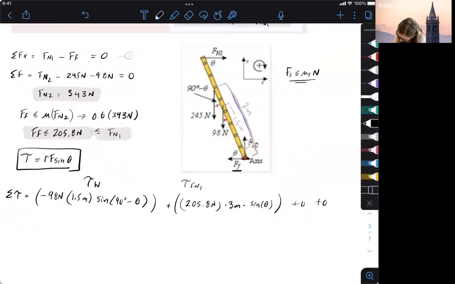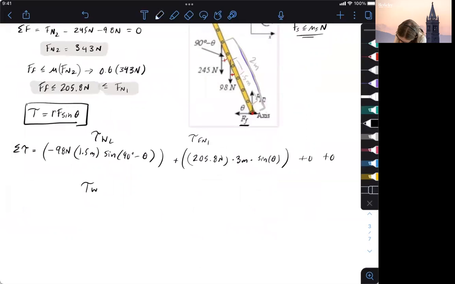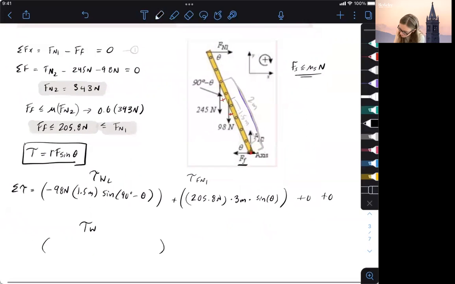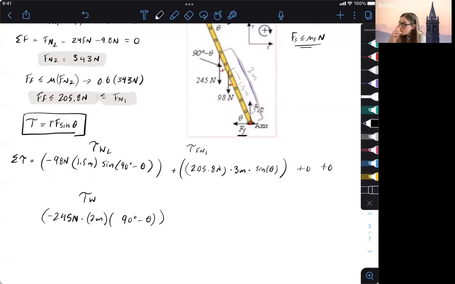And then the last one I have is the torque from the weight hanging on the ladder. Oh, sorry, this is the weight of the ladder. And then we're also going to have the torque of the weight for the bag. And then that one is going to be negative, also going down, 245 newtons. And then the distance away is 2 meters. And then the angle is also 90 minus theta. Okay. So negative, negative. Oh, I'm sorry. And this is Fn1.